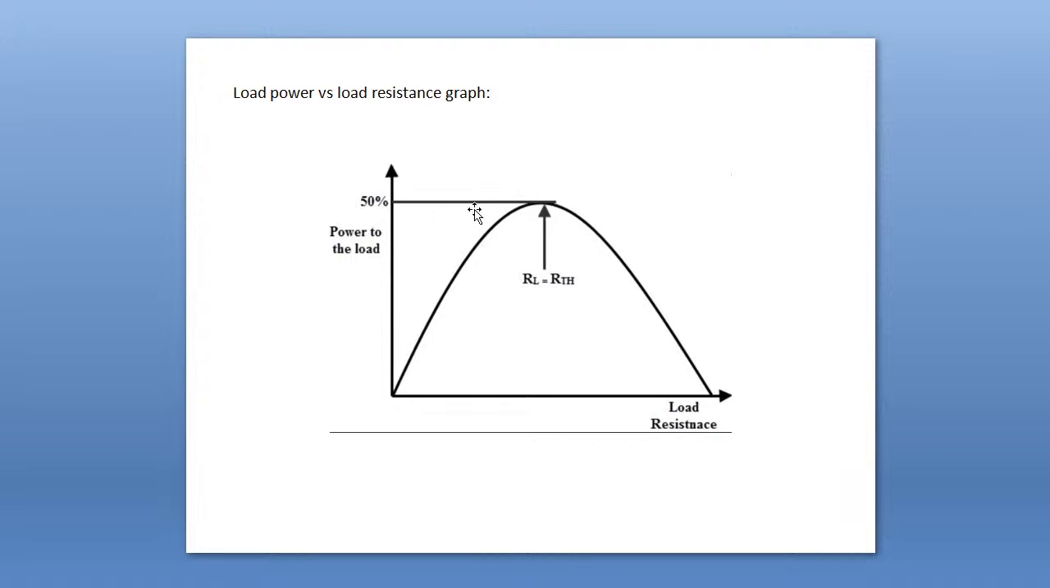Less than maximum power, maximum. But if you consider load resistance RL greater than RTH, then you will get very close to the maximum power, less than maximum power but very close. So you can consider RL less than RTH, no problem, your system will work.